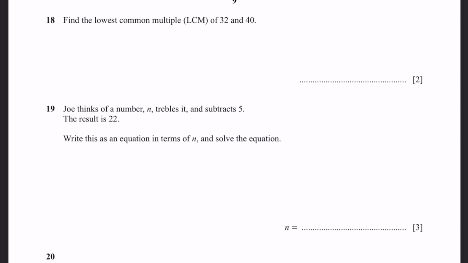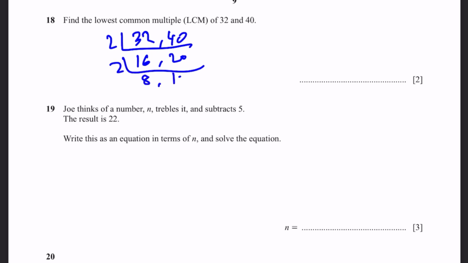Find the LCM of 32 and 40. So what we can do is make a function machine, 32 and 40. Now we can divide by prime factors and only prime factors. 2 makes it 16 and 20. Another 2 will make it 8 and 10. Another 2 will make it 4 and 5. And after that, there's no more common factors between these two numbers.